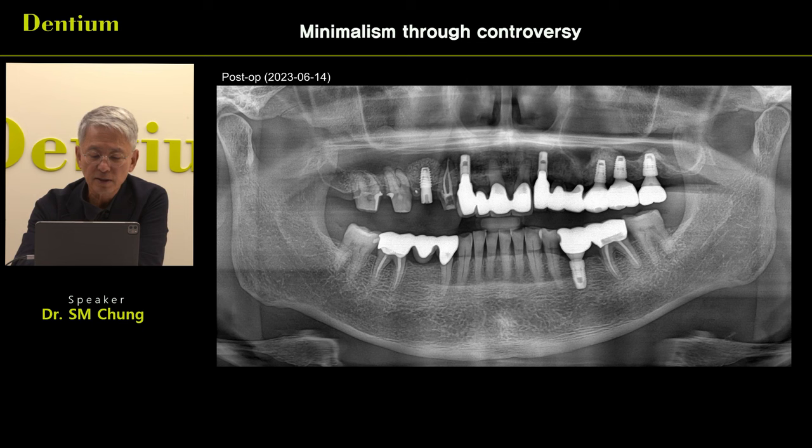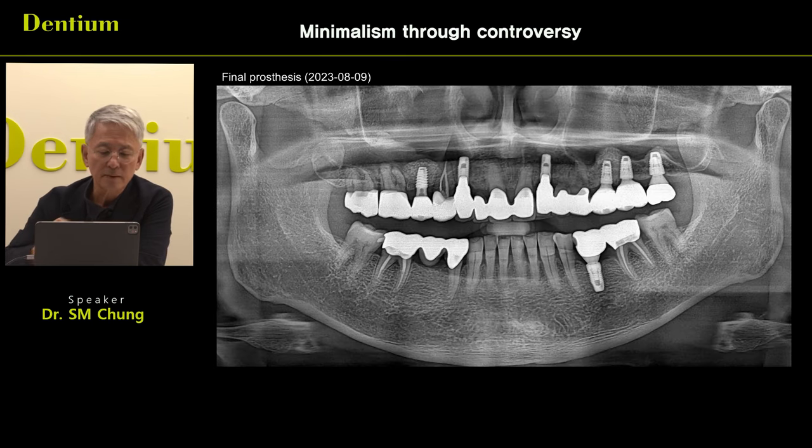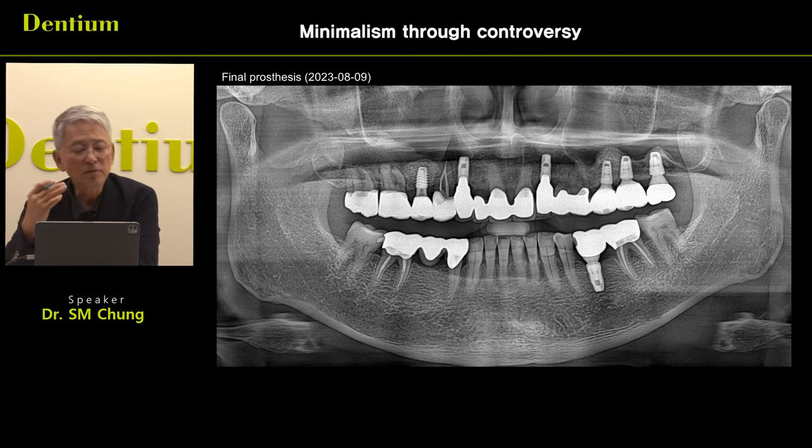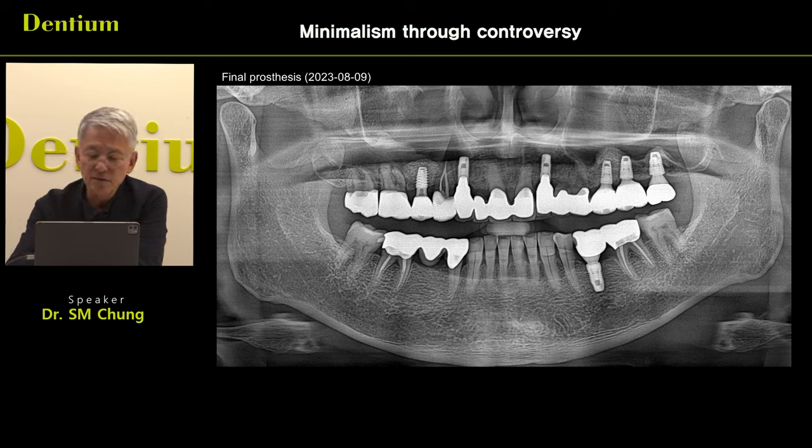After the surgery, the initial stability was so good that we did a one-stage surgical concept. Only 2 months later, the bone stability was very good, so we made the final prosthesis.